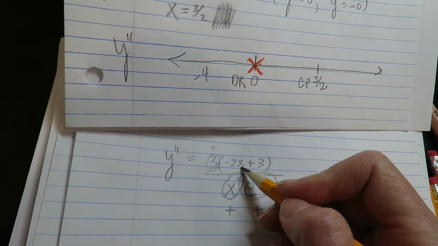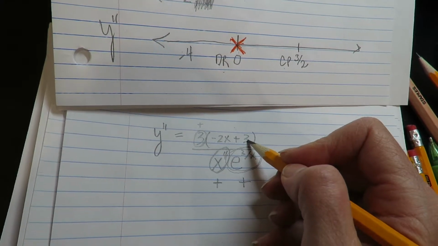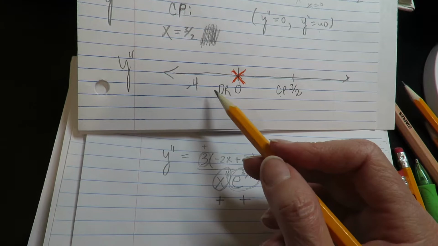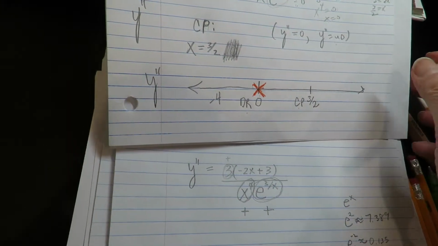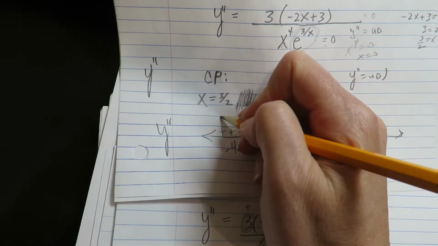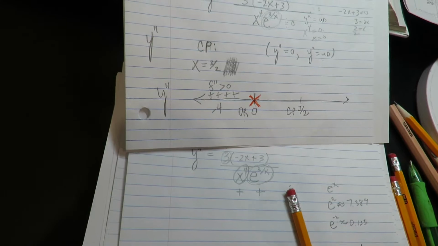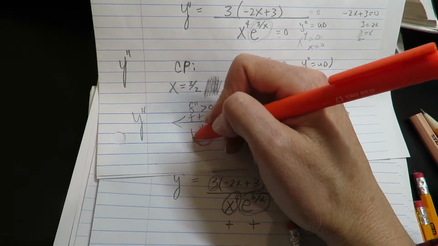So negative 2 times negative 4 is positive 8. Positive 8 plus 3 is 11. So this will come out positive. So everything will be positive for this first piece. All right, great. So the second derivative is greater than 0. And we know if it's greater than 0, it's concave up.